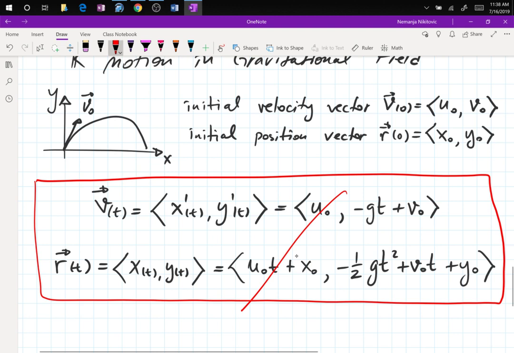For dropping, v0 is 0. So your velocity will only be what gravity ends up giving to the object. And then the position will be calculated without, again, the v0 term, because if you drop the object, v0 is 0. We already discussed that.